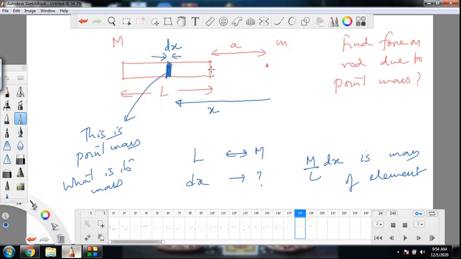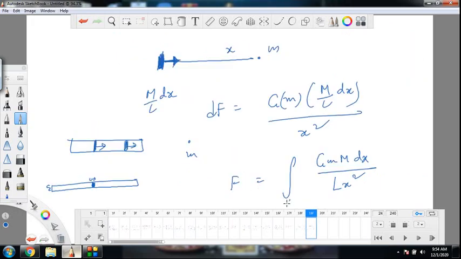When x is a, this dx is here. Okay, the dx is after x. So if x is a, the dx is here. If x is a plus L, the dx is there. Is it okay? So x will go all the way, taking all the values from a to a plus L. They are called limits. That will give the force on the rod by the point mass.